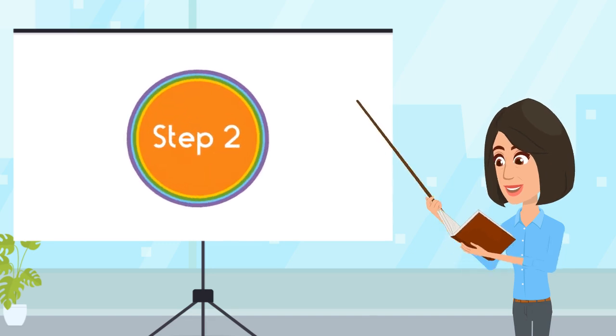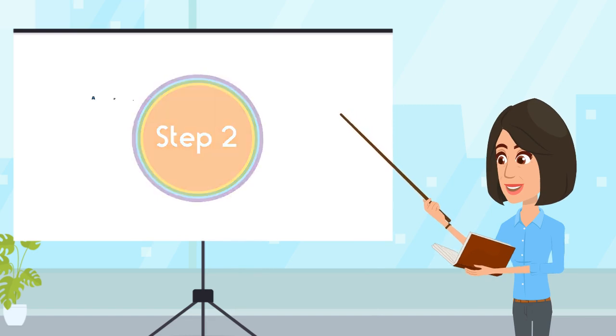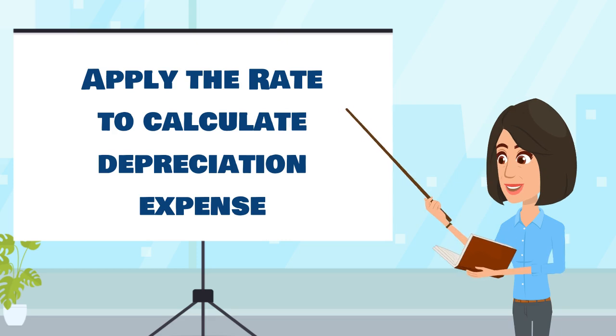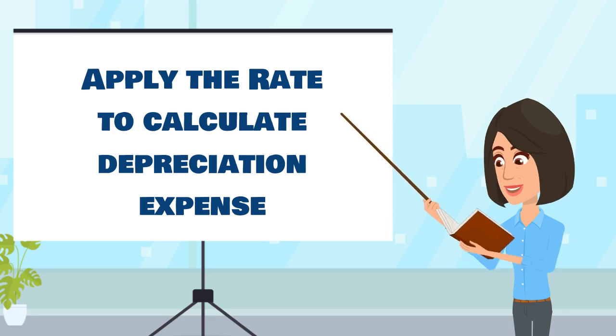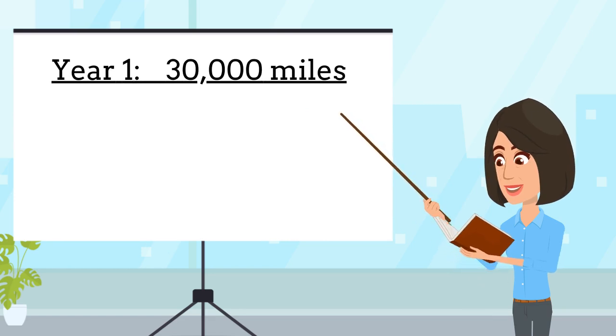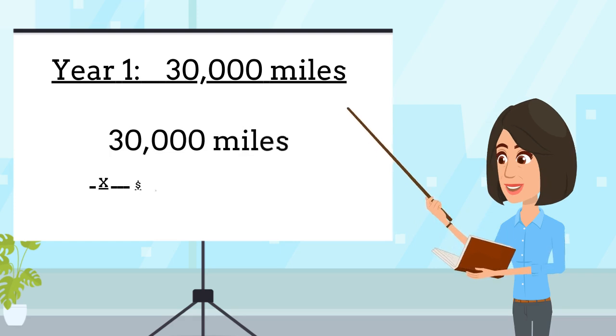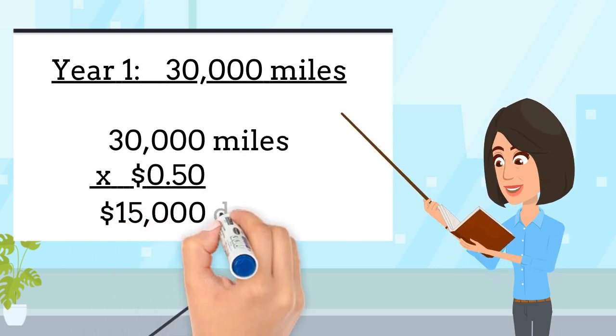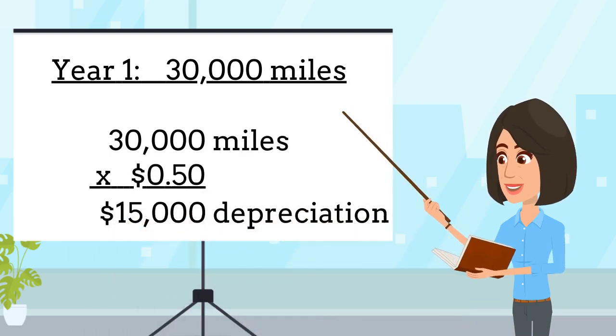On to step 2. Now that we have the rate, we apply it each year to calculate that year's depreciation expense. At the end of year 1, the van has been driven for 30,000 miles. 30,000 miles at 50 cents per mile is $15,000 of depreciation in the first year.